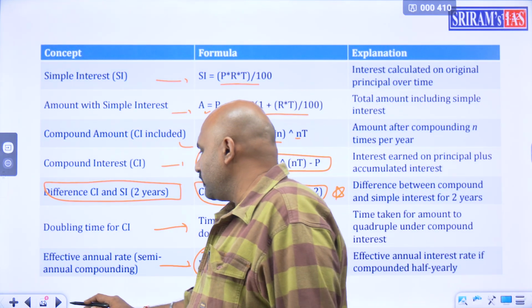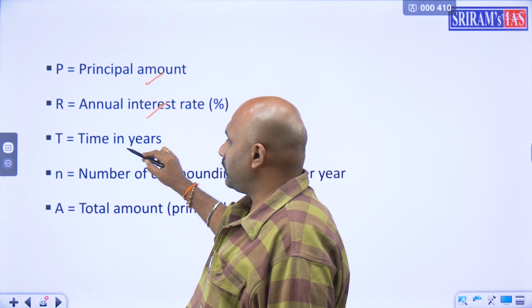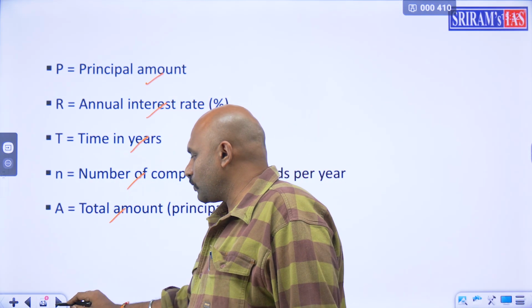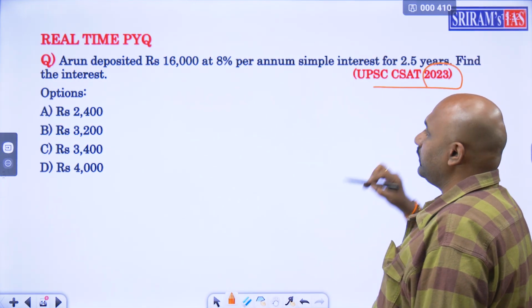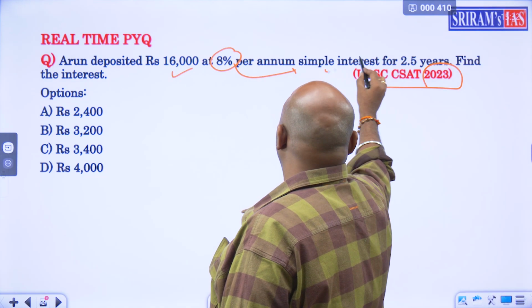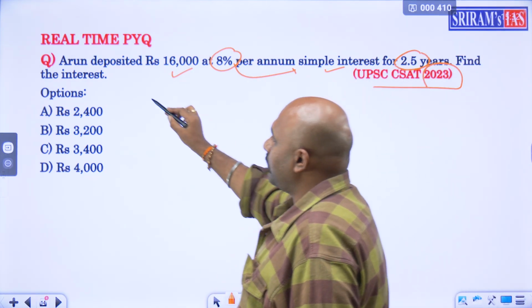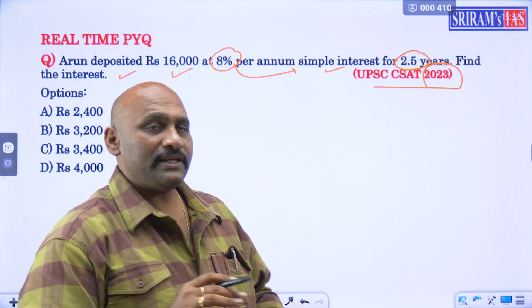So keeping that in mind, let's solve a real-time previous year question. P is the principal amount, R is the rate, T is the time, n is the number of times compounded, and A is the total amount of money you will get after some time. Now in 2023, they asked a question: Arun deposits 16,000 at 8% per annum simple interest for 2.5 years. Find the interest. It was asked in 2023. Such a very simple question.